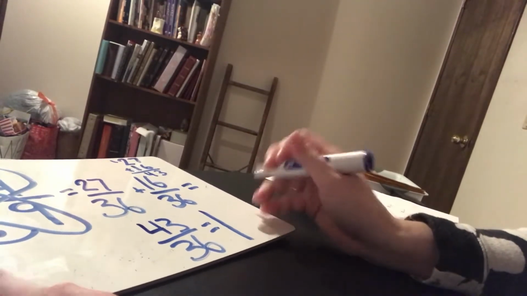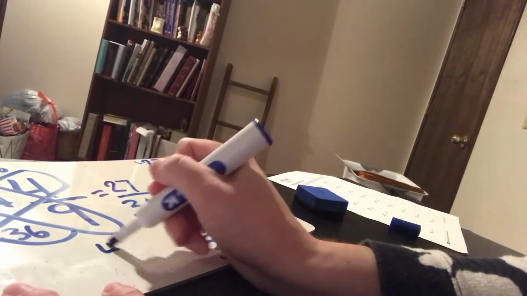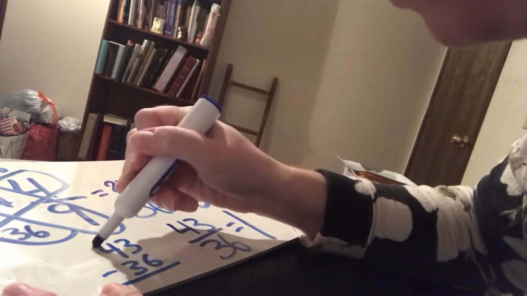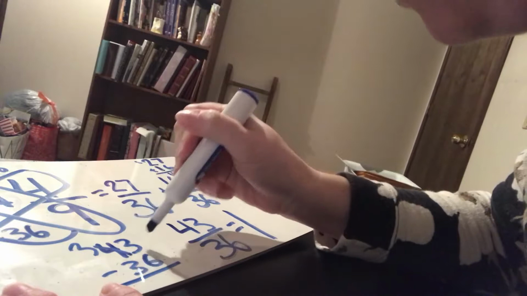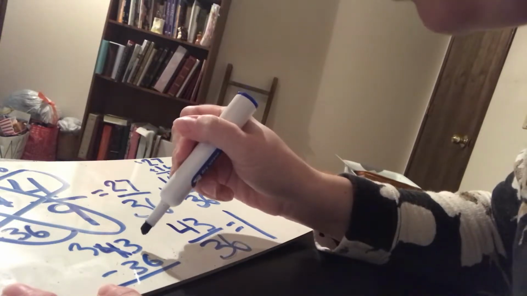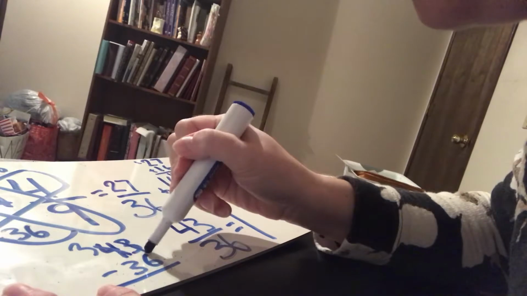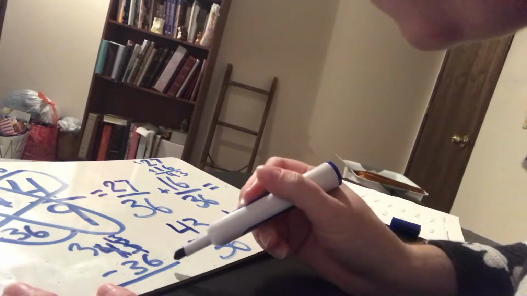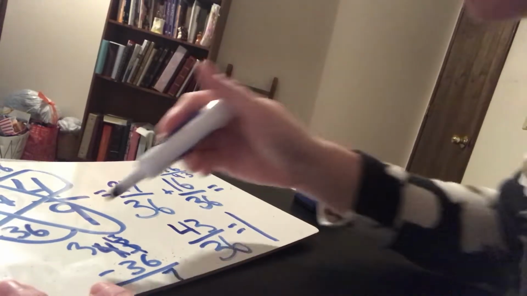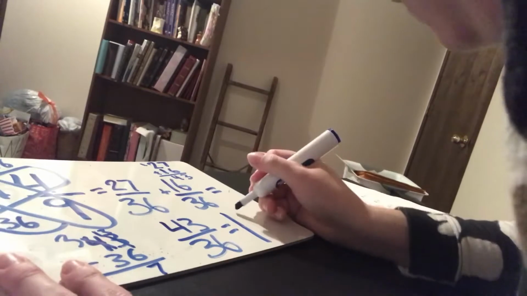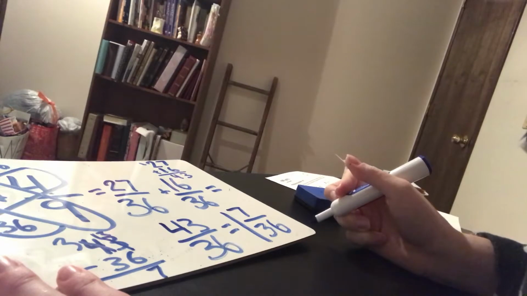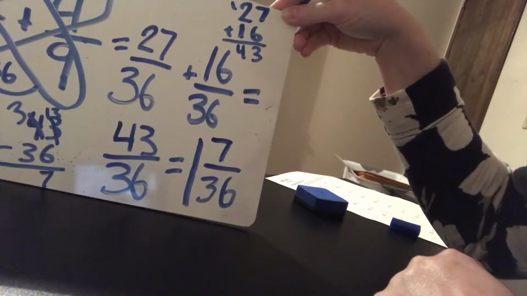Again, sometimes I have problems doing this if it's not lined up the right way, so I encourage you to go ahead and rewrite it if you need to. I need to go ahead and borrow because my 6 is larger than my 3 here. Make that a 13. 13 minus 6 is 7. And then 3 minus 3 is 0. So 7/36. Sorry, my cat's knocking on my door. Hopefully that's not too loud for you guys on your end. So my answer would be 1 7/36.